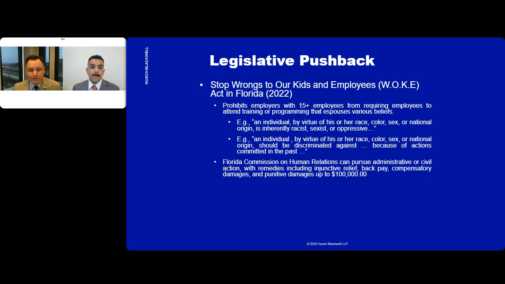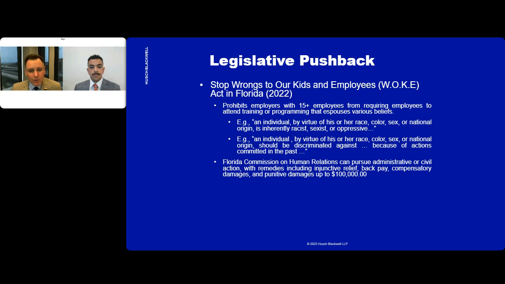There's a category of various different things that are prohibited under that act, but in general terms, it would prohibit the sort of training or teaching that an individual is inherently racist, sexist, or oppressive, or that an individual should experience any kind of discrimination because of actions committed in the past. As drafted, that law empowered the Florida Commission on Human Relations to pursue either an administrative or a civil action, including remedies like injunctive relief, compensatory, and punitive damages.